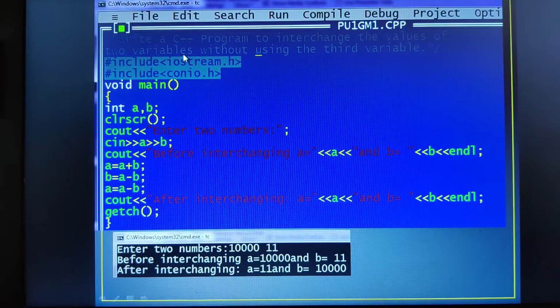Definitely, how many variables does your program need? It requires only 2 variables. So here I have taken the variable names as a and b. Instead of a and b, you can even take x, y, m, n. Any variable name can be anything. Okay, after that, clear screen.